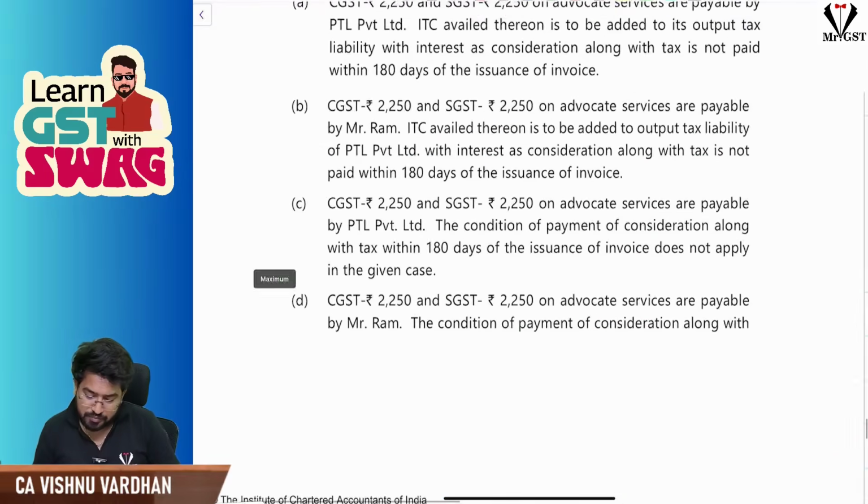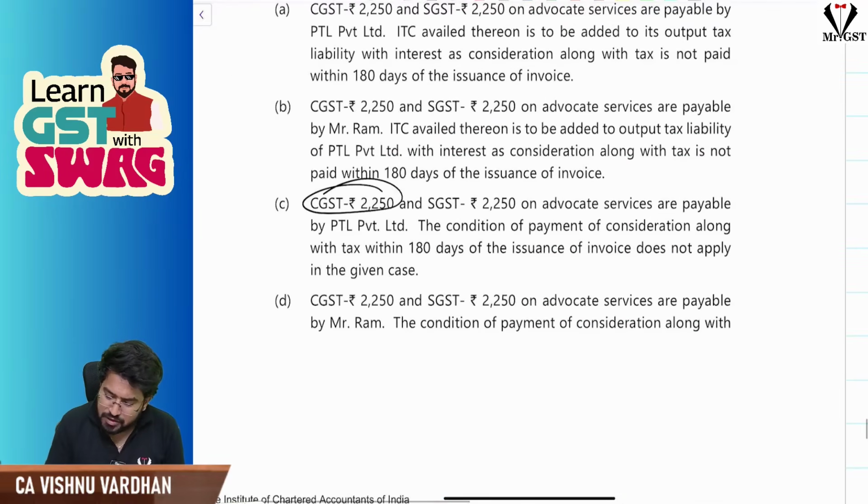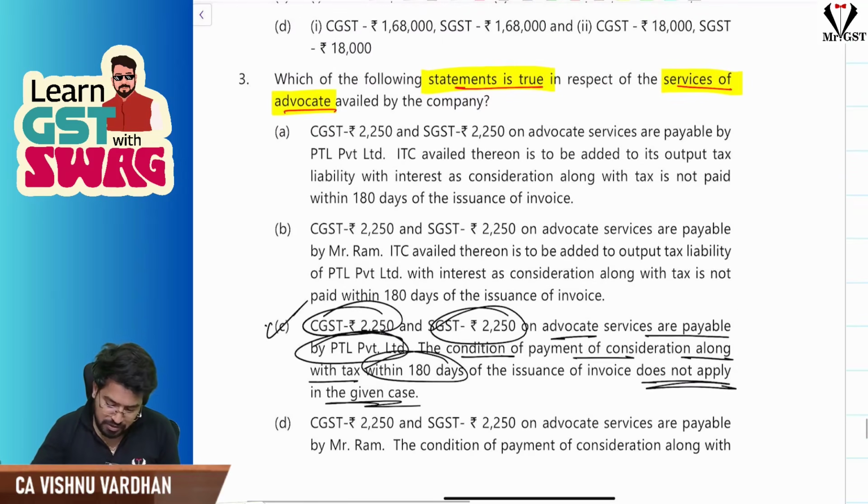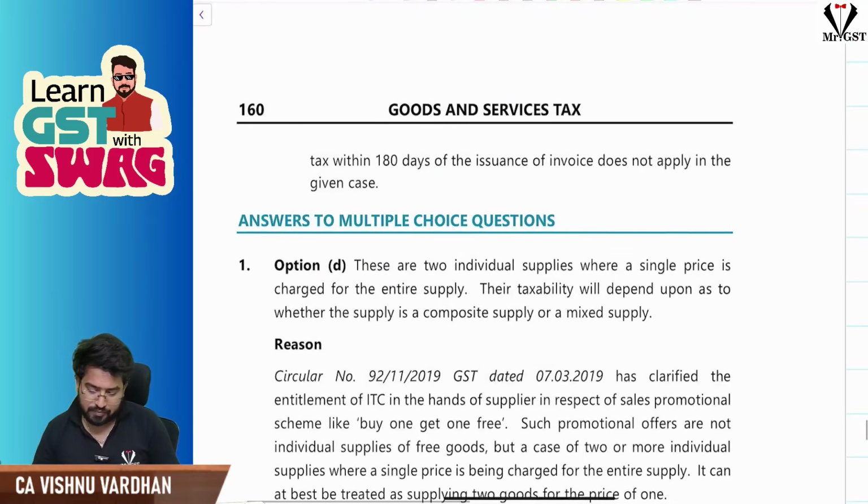So if you see, CGST 2250, SGST 2250, advocate service, are payable by the company, and the condition of payment of consideration along with the tax within 180 days does not apply in the given case, because this is an RCM case. So option C will be the correct answer. Okay.